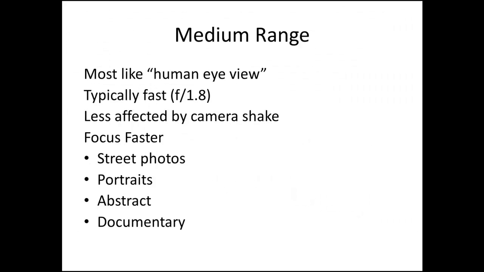All right, moving to medium range. They're most like the human eye view. They're typically pretty fast. Well, what does that mean? The first point means that if you look at a picture taken with a medium range lens like a 50 millimeter, it's going to look kind of like it would have looked if you were there. It's not going to look zoomed in or zoomed out. They're typically pretty fast, meaning they let in a lot of light, so they're great for low light situations like night shooting or indoors. They're less affected by camera shake than telephotos are, but of course a little more effective than wide angles are.